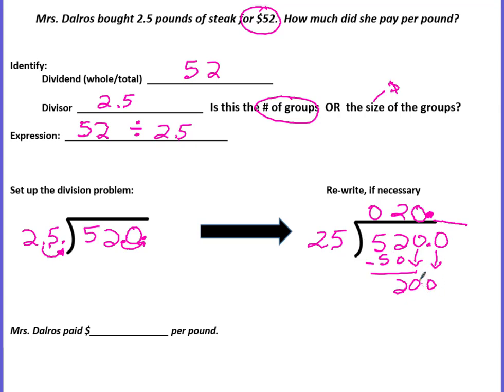Will 25 go into 200? Yes. Think of your quarters. 4 25s or 4 quarters make 100 cents or $1. So if I want 200 or $2, I would need 8. And just to check, 8 times 5 is 40, 8 times 2 is 16, plus 4 is 20. Now I have 0 remainder. So Mrs. Delrose paid $20, and remember, we're talking money, so go ahead and add the 0 for your cents. $20.80 per pound.